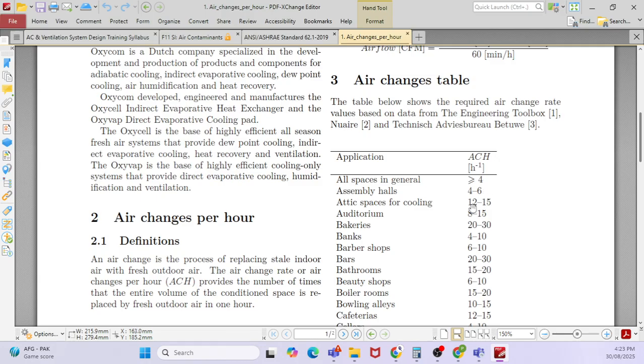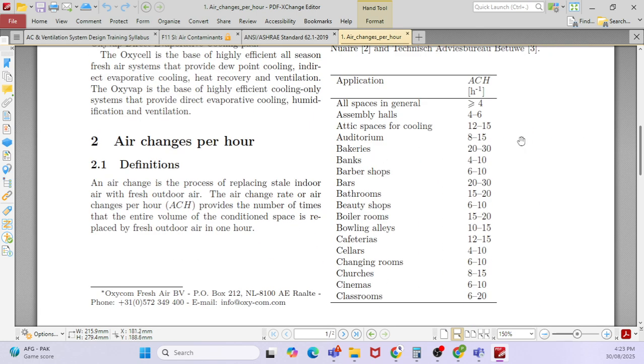If you say 12 air change per hour, that means 12 times you will replace that particular space. So that means 12 meter cube of air you will replace per hour. Okay, so whenever you say air change per hour, it is how many times you will replace that particular volume. So this is called air change per hour. Different spaces have a different air change per hour. Why? Because different spaces have different contamination, correct?